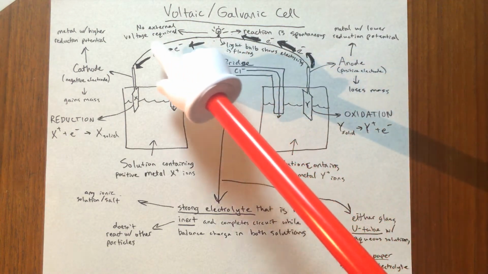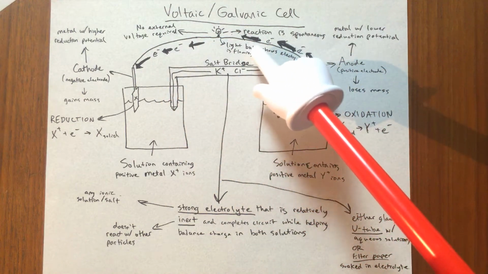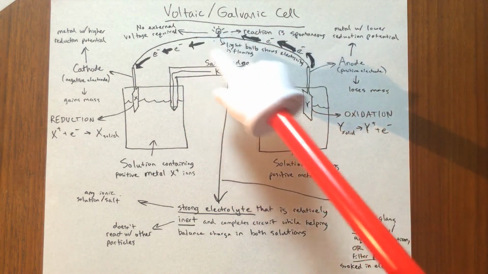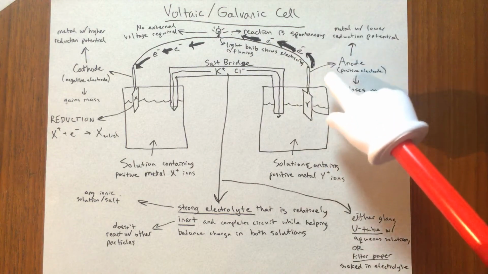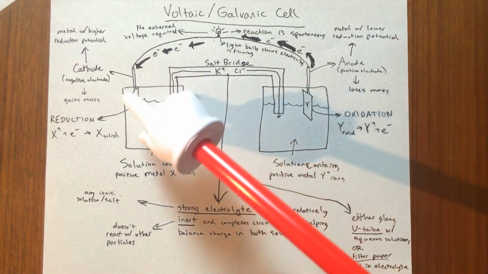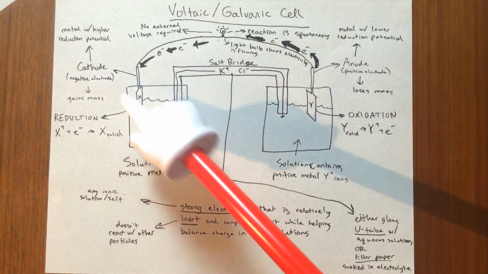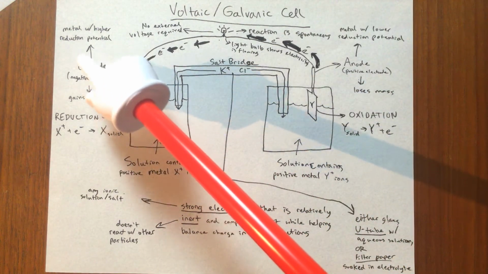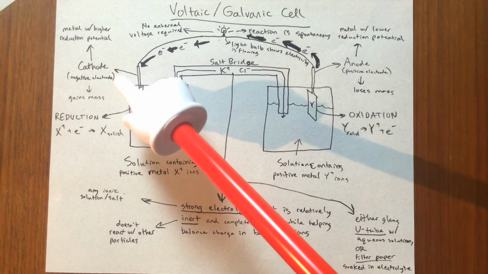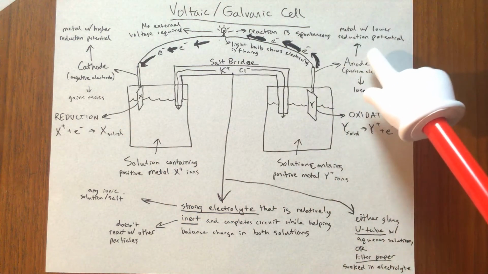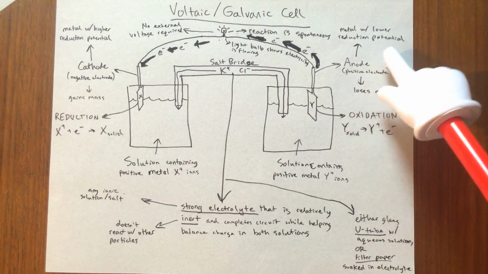And the reason you don't need any external voltage source is because this is a spontaneous redox reaction in a galvanic cell. This reaction is going to be spontaneous because of the difference in reduction potential of the cathode and the anode. So the cathode is going to be whichever of these two metals has a higher reduction potential. You can look that up on a table of standard reduction potentials. And on the right side, we see the anode is just going to be whichever has a lower reduction potential.